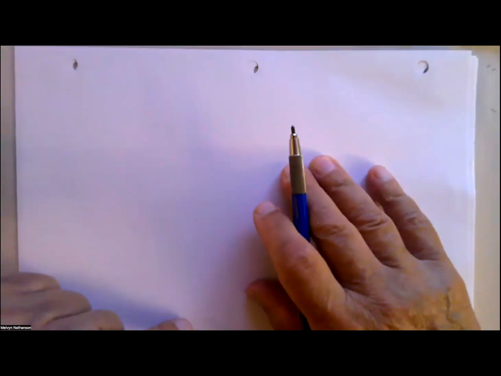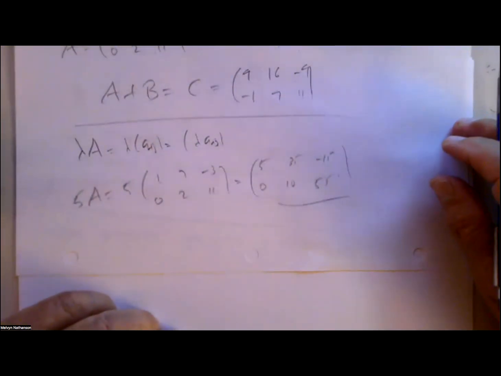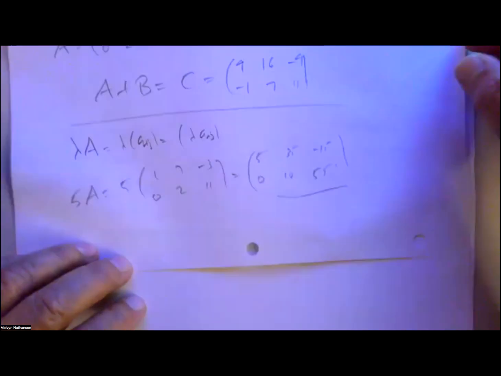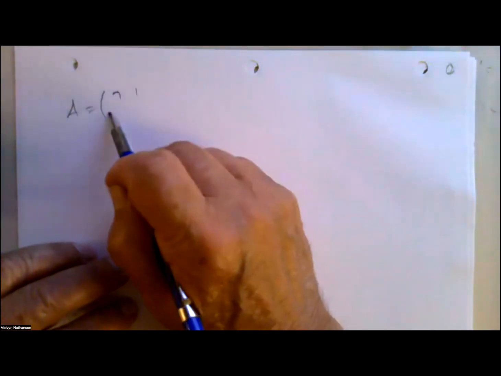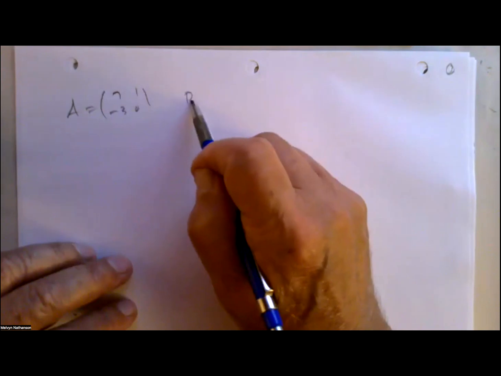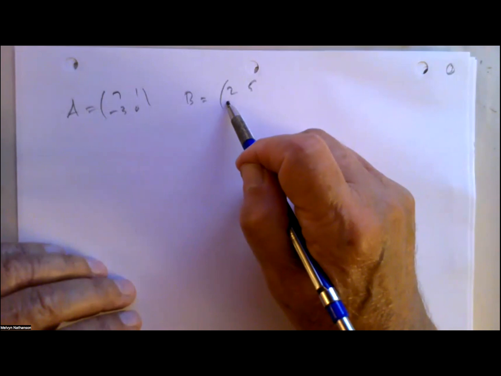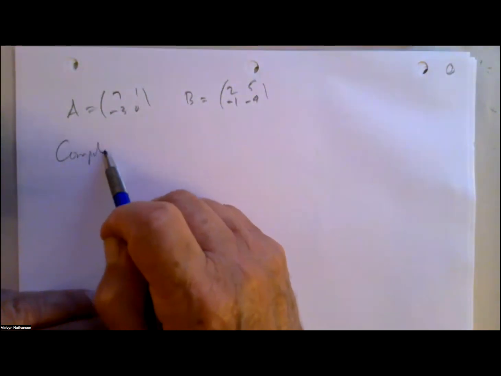Just to make sure you can do these calculations. Suppose A is the matrix 7, 1, minus 3, 0. B is the matrix 2, 5, minus 1, minus 4. So do the following calculations.